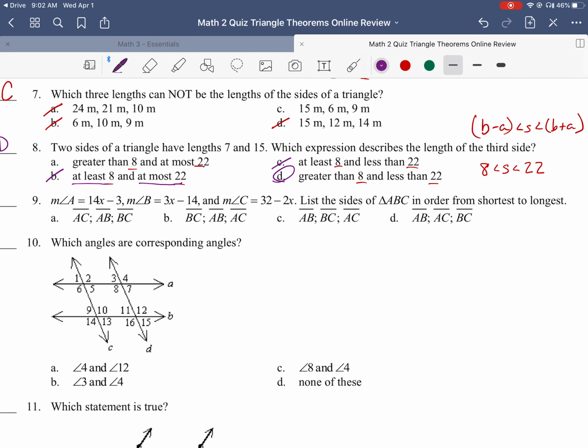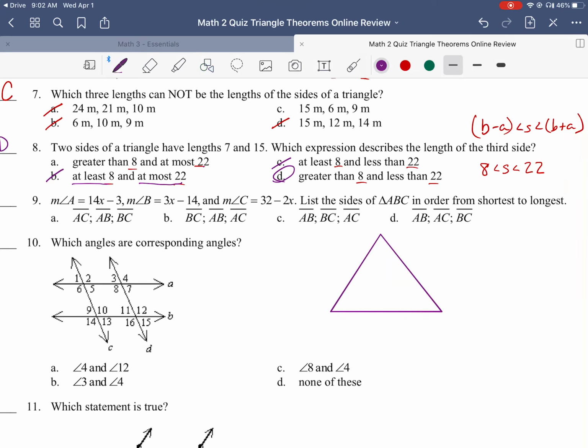Okay. Question 9. Measure of angle A equals 14x minus 3. Measure of angle B equals 3x minus 14. And measure of angle C is 32 minus 2x. List the sides of triangle ABC in order from shortest to longest. Okay, so the first thing I'm going to do is draw a picture.